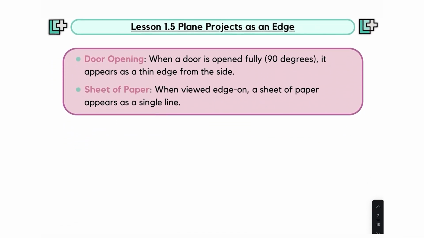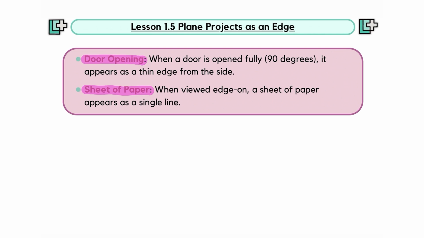The next geometric principle we'll explore is that a plane projects as an edge. So again, in terms of some practical examples of this particular principle in play, a door opening is a good place to start. So when a door is opened fully, a 90-degree opening, it appears as a thin edge from the side. A simple sheet of paper would also give the same concept. So when viewed edge on, a sheet of paper appears as a single line.